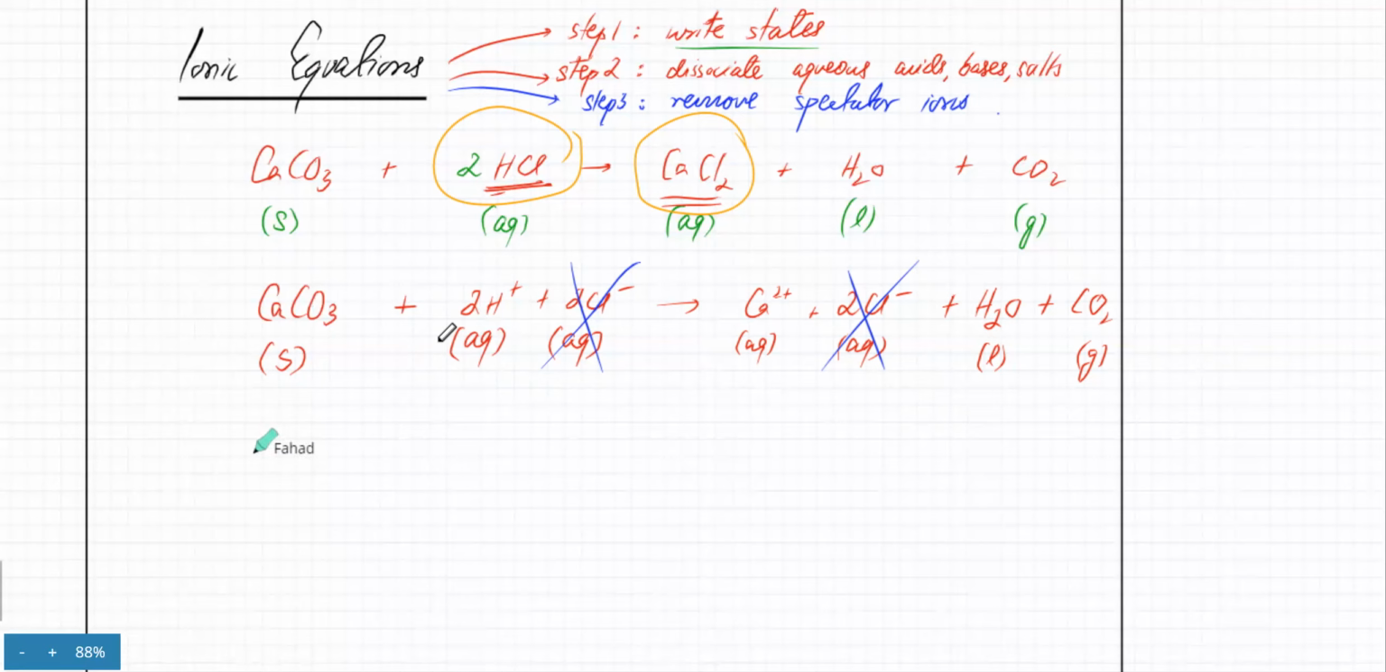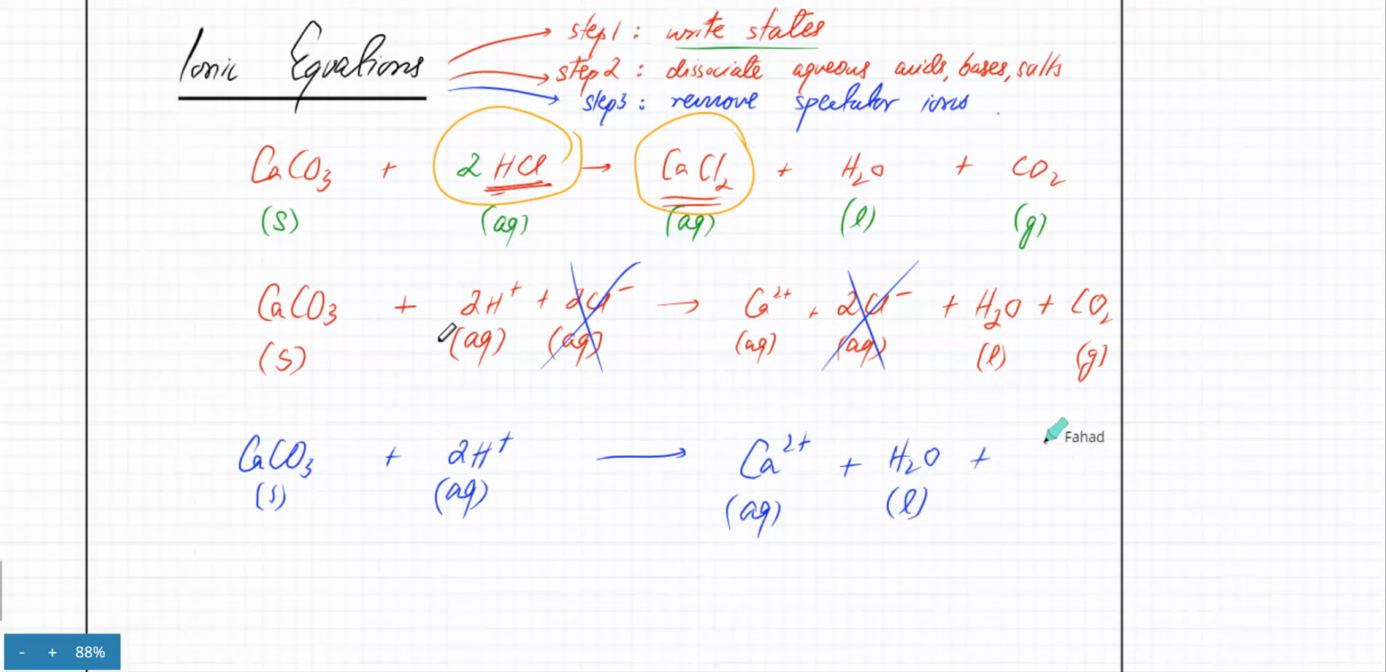So your final ionic equation is that there is calcium carbonate solid plus इधर क्या बचा है 2H plus 1 aqueous, and the product is going to have Ca2 plus aqueous plus there is H2O, which is liquid, and you have CO2, which is a gas. So that's your ionic equation.